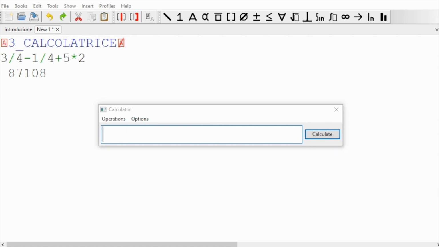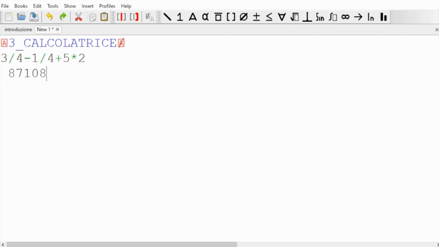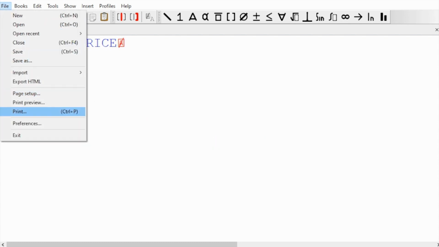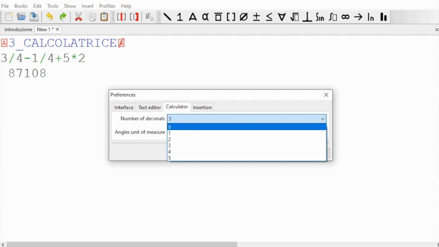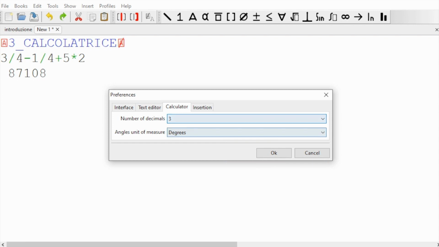This choice of options on the calculator can also be retrieved in the system preferences, where there is precisely the number of decimals that can be set and the unit of measurement of the angles. So you can do it either at the beginning in the preferences or directly within the calculator function.